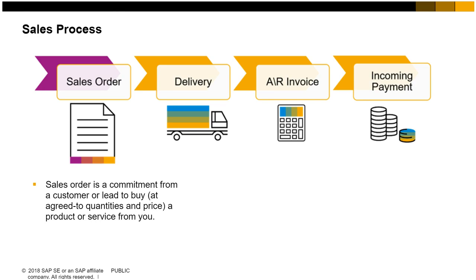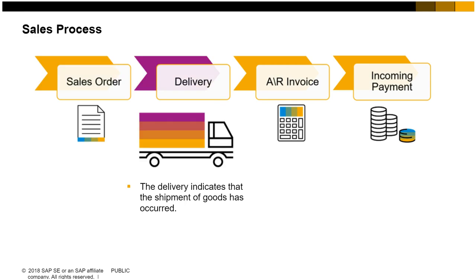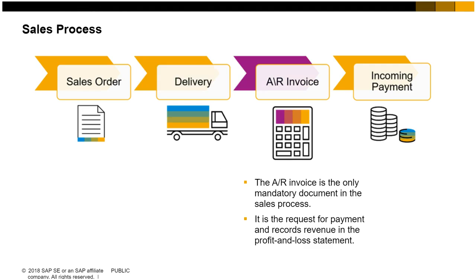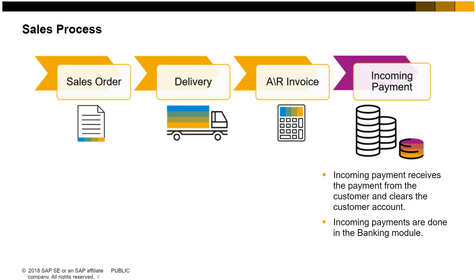The sales order is a commitment from a customer or lead to buy, at agreed to quantities and price, a product or service from you. The delivery indicates that the shipment of goods has occurred. The AR invoice is the only document that must be created in the sales process. It is the request for payment and records the revenue in the profit and loss statement. The incoming payment receives the payment from the customer and clears the customer account. Internal reconciliation takes place automatically. Incoming payments are done in the banking module.